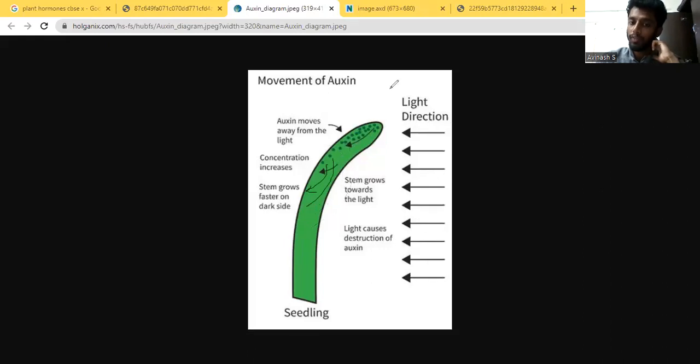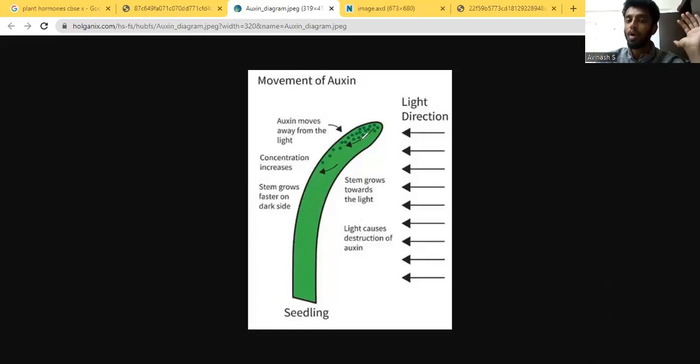So they will start to move. Usually auxin is present at the shoot tip, but when there is light, what happens? They will hide themselves from the light, which means they will start to come here. So the stem grows faster on the darker side. Here it will grow faster as compared to the right side. The left side will grow faster. That is how the auxin functions.